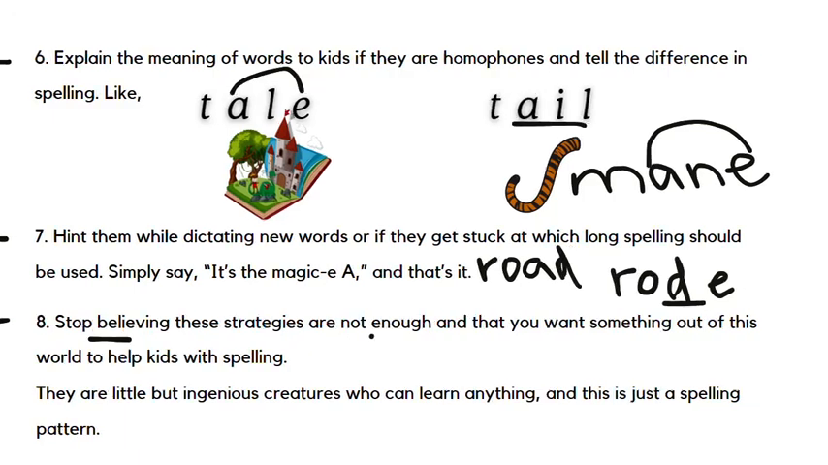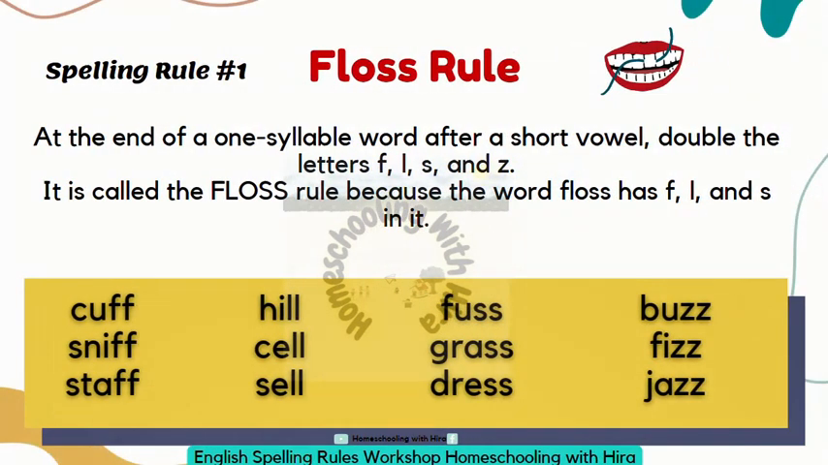Right? Now let's talk about the first spelling rule, that is the Floss rule, which we teach to our level 1 students. After teaching 42 sounds and the alternative spellings, okay, the magic key, now we have the floss rule. So what does this rule say?